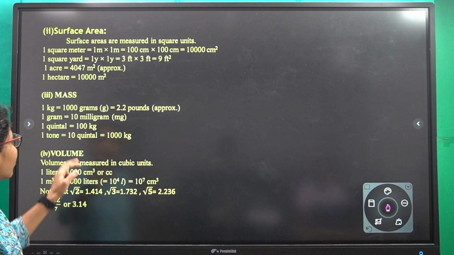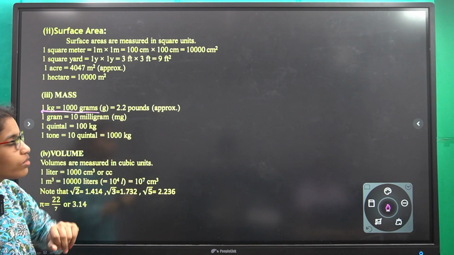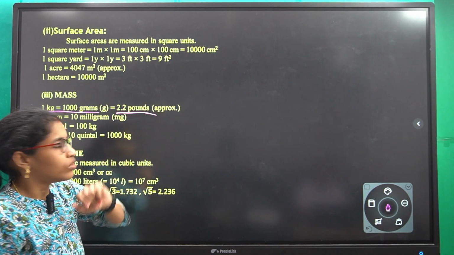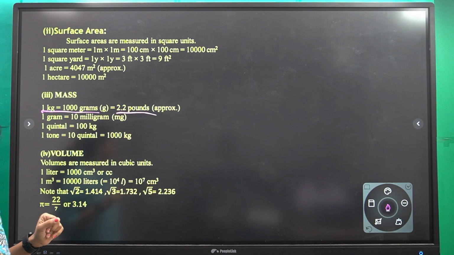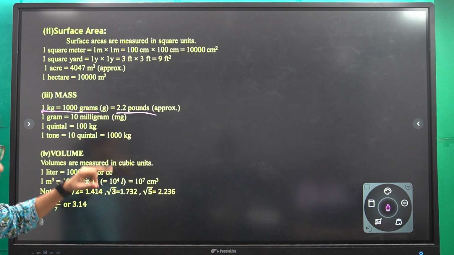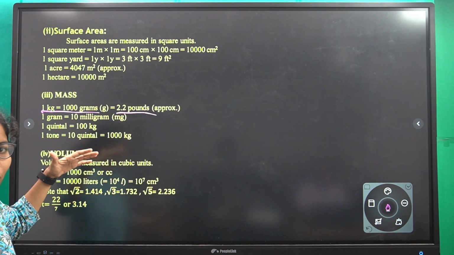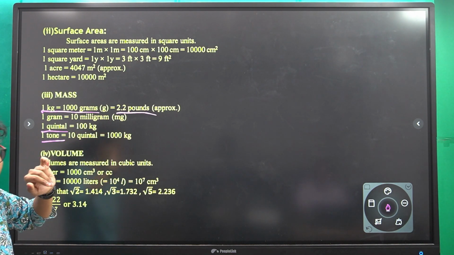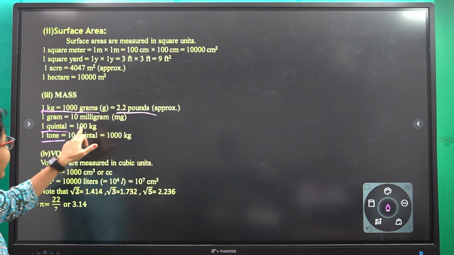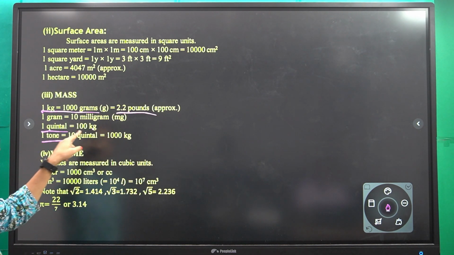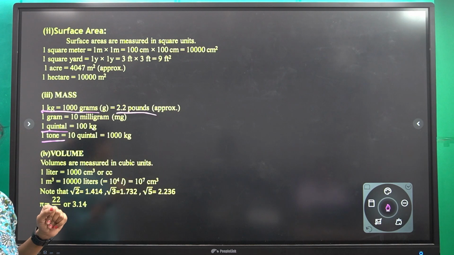Kgs, right? So here 1 kg means 1000 grams. Sometimes you may measure in pounds also. So 1 kg is how many pounds? 2.2 pounds. And quintals and tons, okay, if it is a big amount of mass, you are measuring with what? Tons and quintals, like that, right? So 1 quintal is nothing but 100 kgs, and 1 ton equals 1000 kgs.